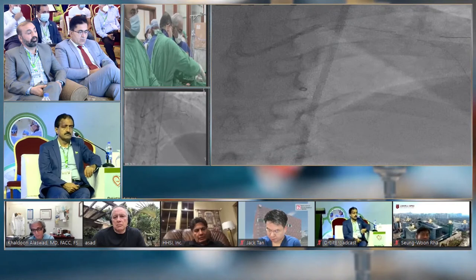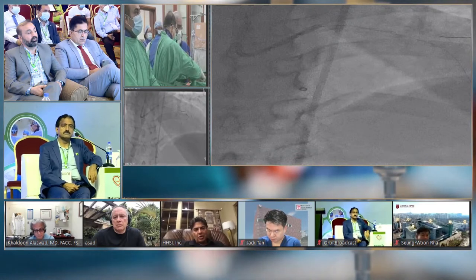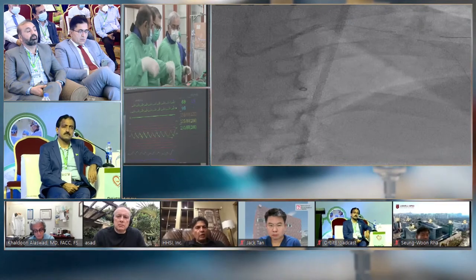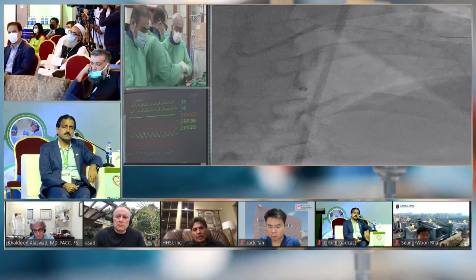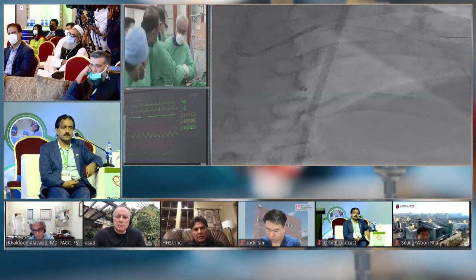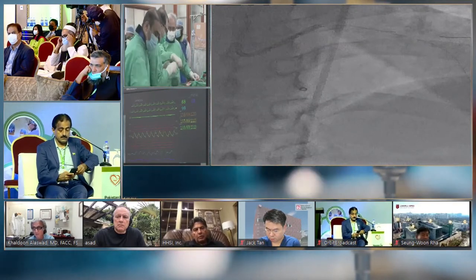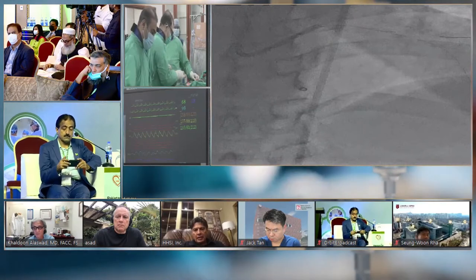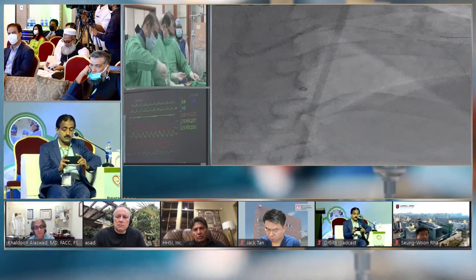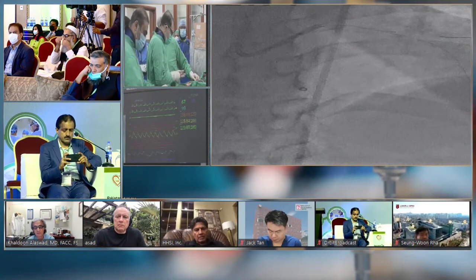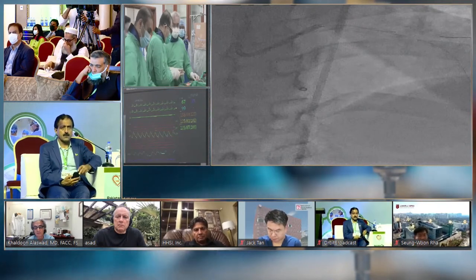And obviously, now we can see that he's crossed it. But even before, we would have said that we may not have to go into a penetrating wire like Confianza or a Gaia 3 or something, and you should be able to penetrate that even with Pilot 200 and stuff. And I see that they've actually gone into the diagonal also, which they have protected. So looks like excellent work.